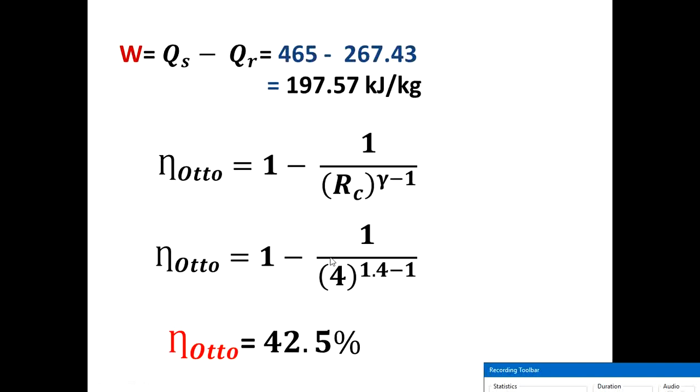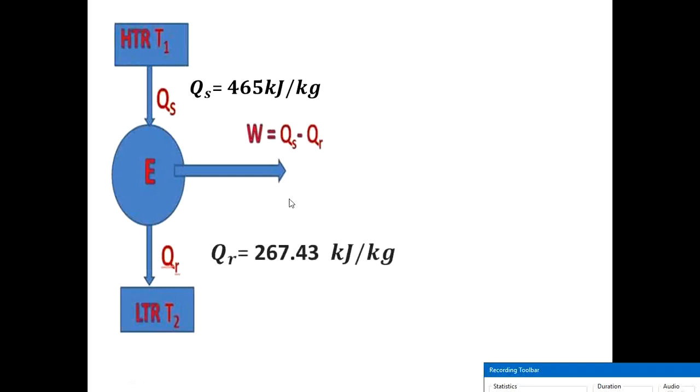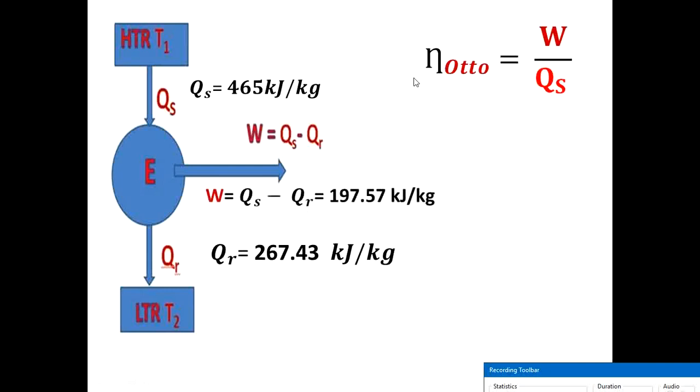Usually this efficiency will come around 56%, but since the compression ratio is very low, that's why the Otto cycle efficiency is reduced. Then for your better understanding I am writing down Qs, Qr, W and all the values, and the Otto cycle efficiency comes like this, 42%.